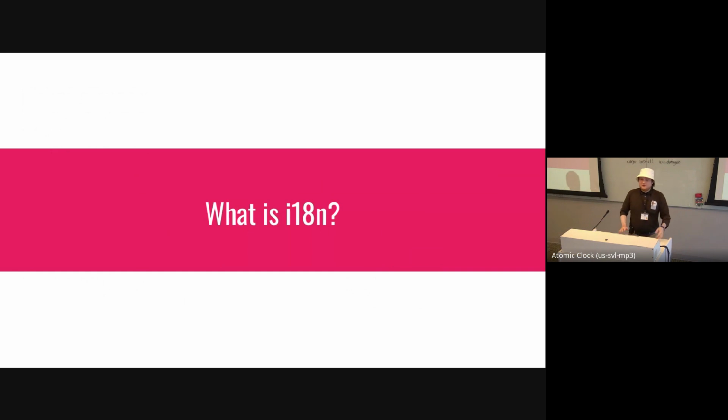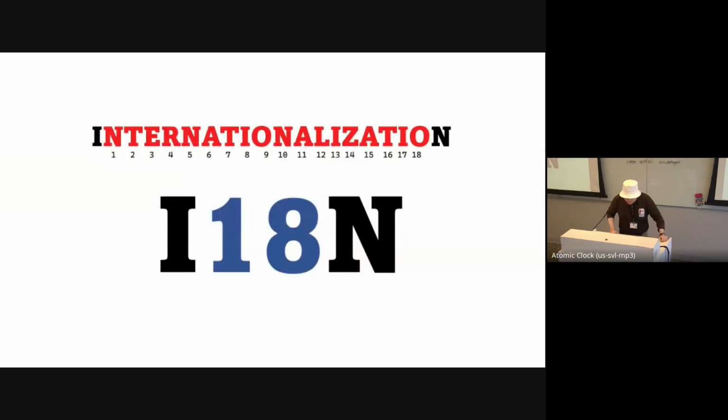So first, what is I18N? I just have two slides about this. I18N is internationalization, which is I followed by 18 letters followed by N. It's one of the longest words in the English language.